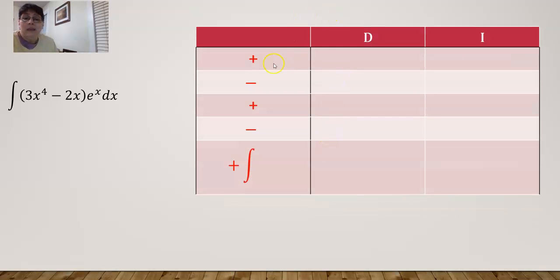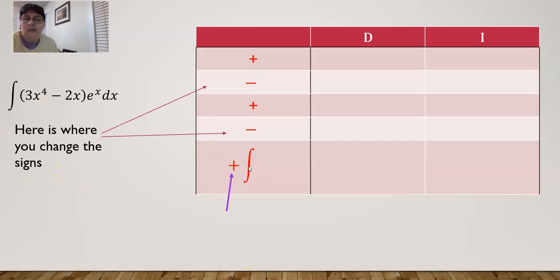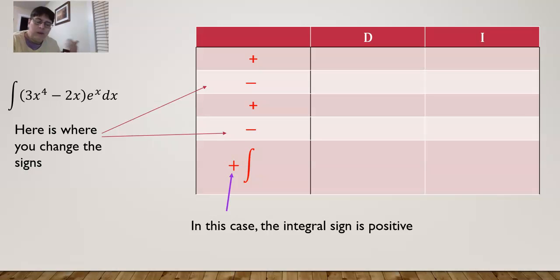Bigger table. Okay, see what I mean by alternating the signs? Plus, minus, plus, minus, plus, minus, plus, minus, plus. Okay, I just happen to stop with plus the integral. So the negative means you change the sign. And this just happens to mean you add the integral rather than subtract it.